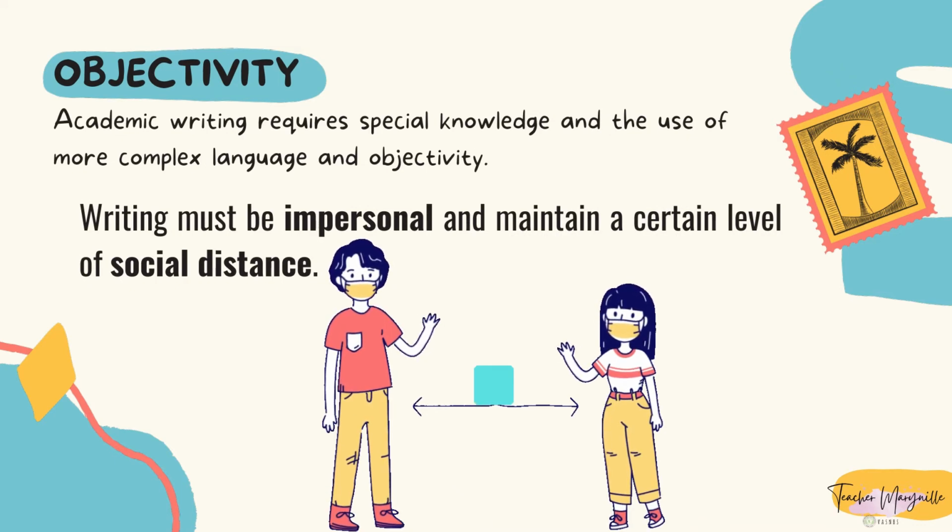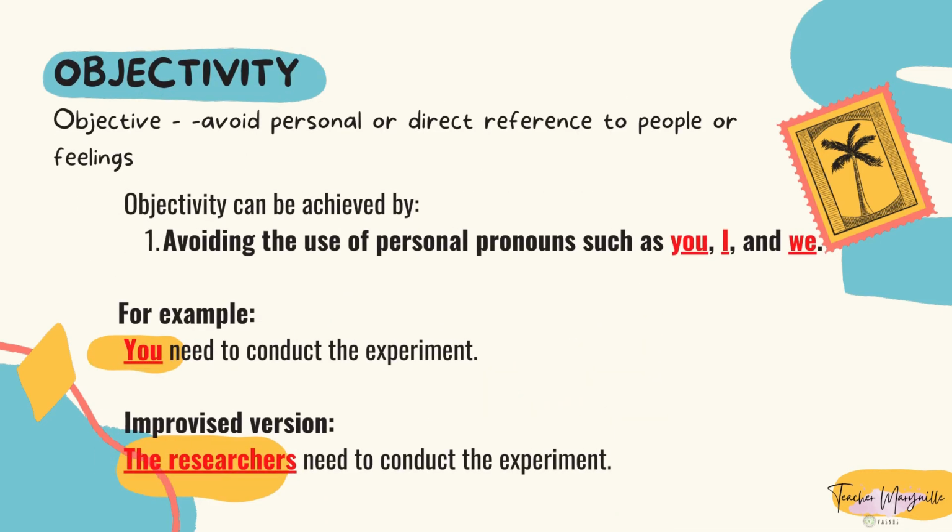The second important feature of the language used in academic writing is objectivity. In objectivity, academic writing requires special knowledge, and the language is more complex. This means that the writing must be impersonal and maintain a certain level of social distance. Objectivity or objective avoids personal or direct reference to people or feelings.